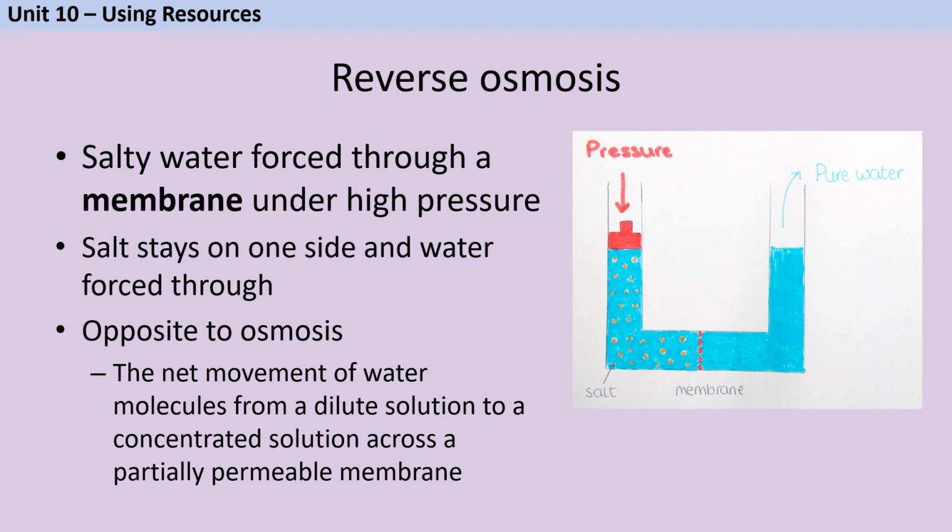Normal cellular osmosis is a passive process that you've learnt about in biology, where water molecules move from a dilute solution, which contains very little salt, to a concentrated solution that contains much more. Here we use high energy and high pressure to complete the reverse process. The water is forced through the membrane, leaving the salt behind.